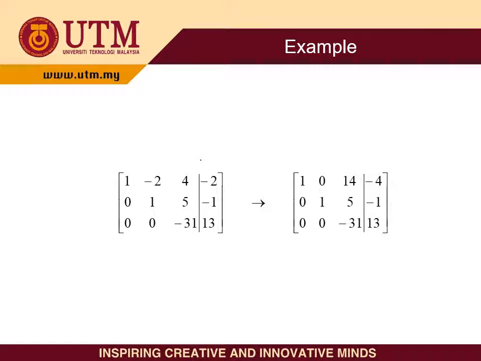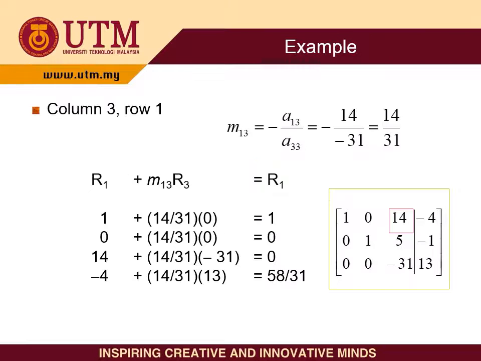So let's see the R1 here. The new R1 is 1, 0, 14, -4. Then they want to change the column 3 here to become 0. So how do they want to do it? They will find M13 to be multiplied by R3 plus row 1. They do this to change R1. Okay, this is because this is in row 1.